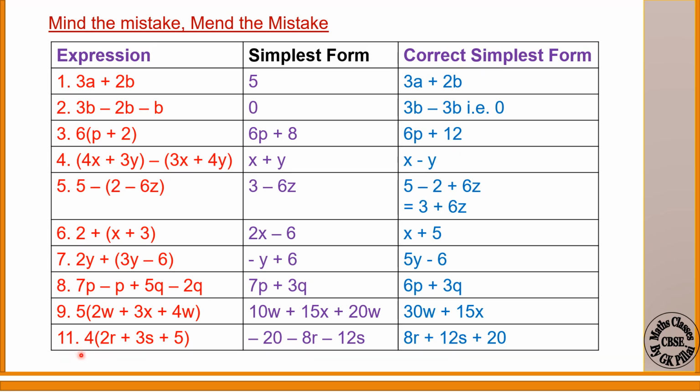Now the next one, 4 into 10 is left out. 10 is a very easy one. 4 into 2r plus 3s plus 5. When you expand, it will be 8r plus 12s plus 20. Here there are many minus signs. Here there is no minus signs at all. So this is the correct answer.